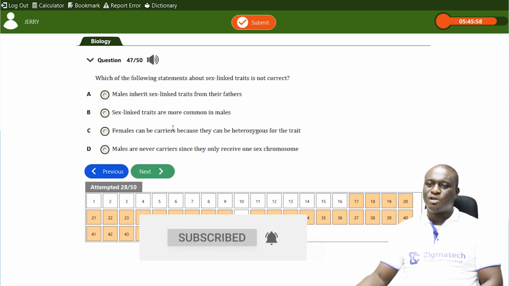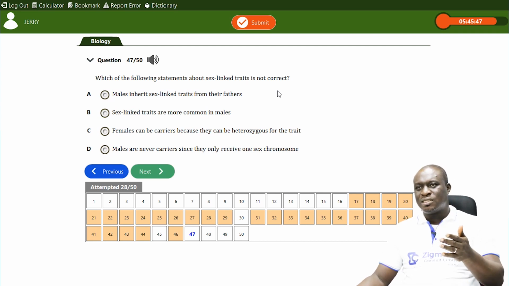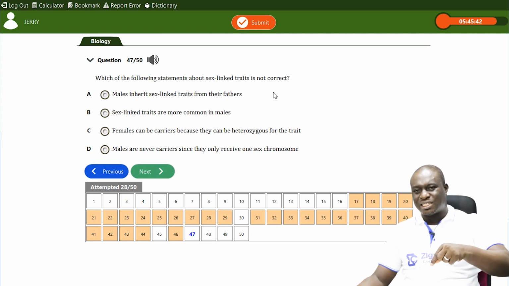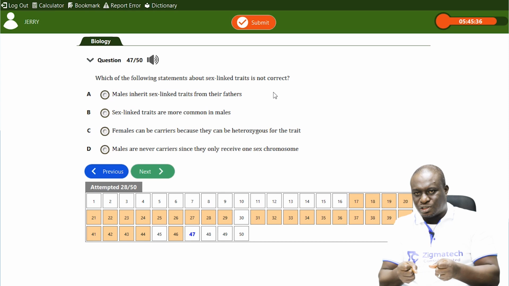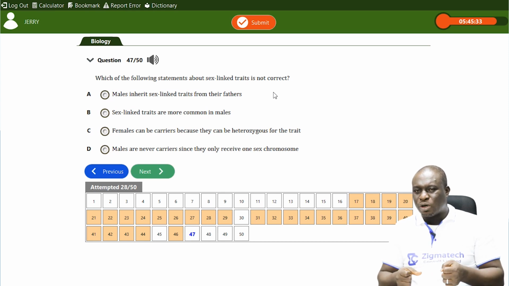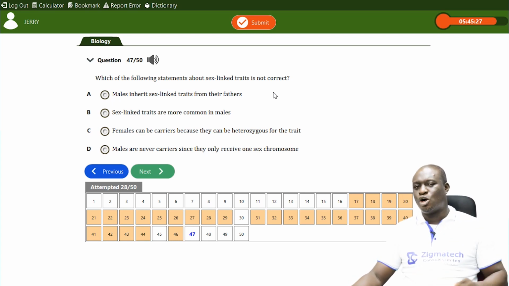47. Which of the following statements about sex-linked traits is not correct? Now, sex-linked traits are actually traits that are influenced by genes that are found in the X chromosomes. The X chromosomes contain genes, and these genes carry traits, and those traits are called sex-linked traits. Now, look at the options.